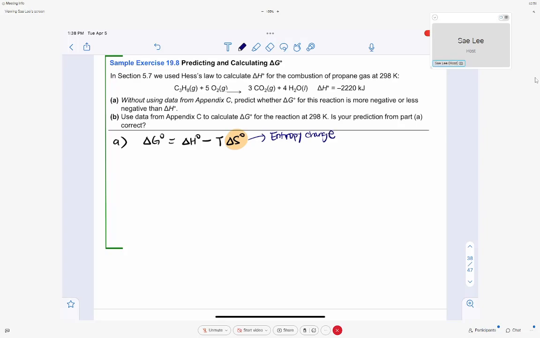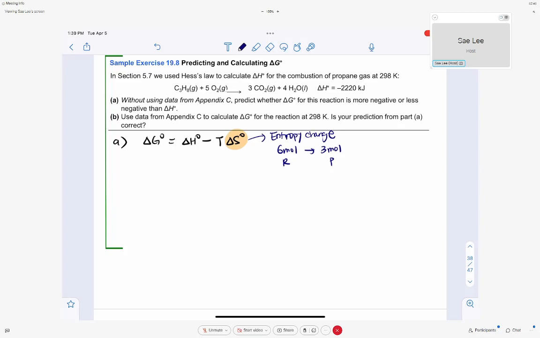Entropy change is the change in order, measuring how much disorder a system becomes. So we need to evaluate whether this reaction increases or decreases in entropy. The number of gas moles is reducing: 1 plus 5, you have 6 on the reactant side, and then you have 3 moles of gas on the product side. The number of moles of gas is reducing from 6 moles to 3 moles.